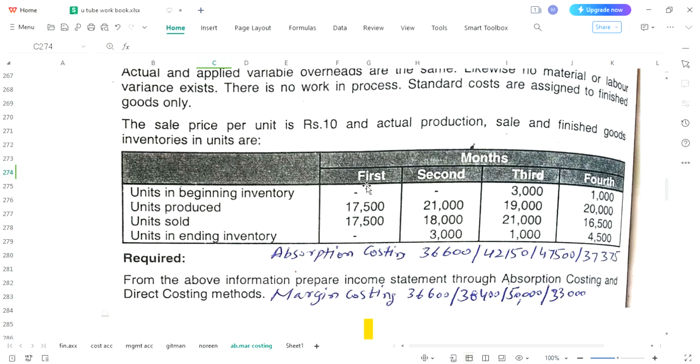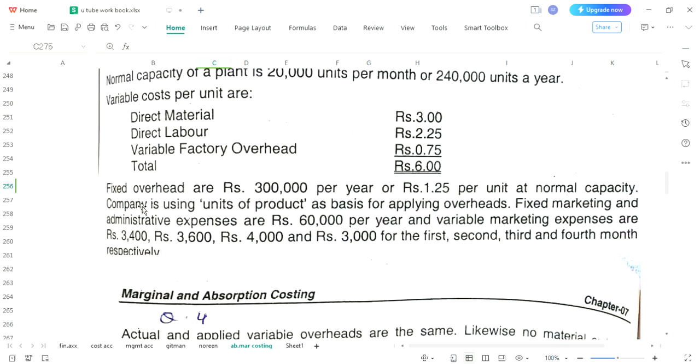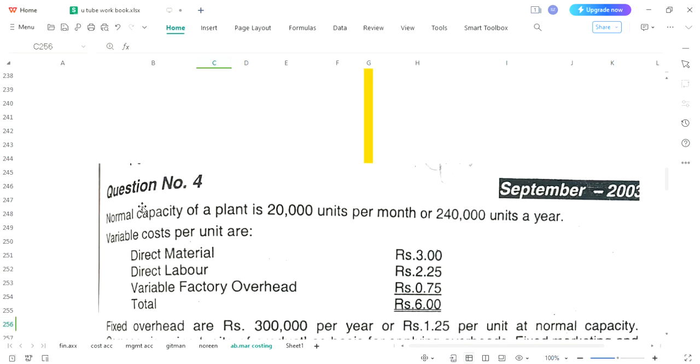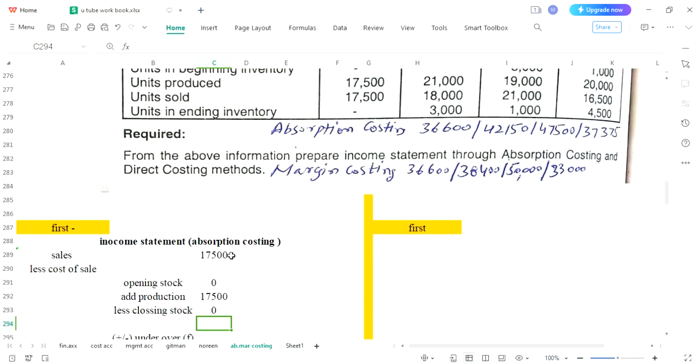There is no opening stock, no closing stock for the first month. So let's get back, and we are writing 0 opening stock and 0 closing stock. At this stage we will decide whether it is under or over applied. For that, let's go back to the question, and I have told you that normal or standard has already been decided. 20,000 units are your standard, and in the first month you have produced 17,500 units. What does that mean?